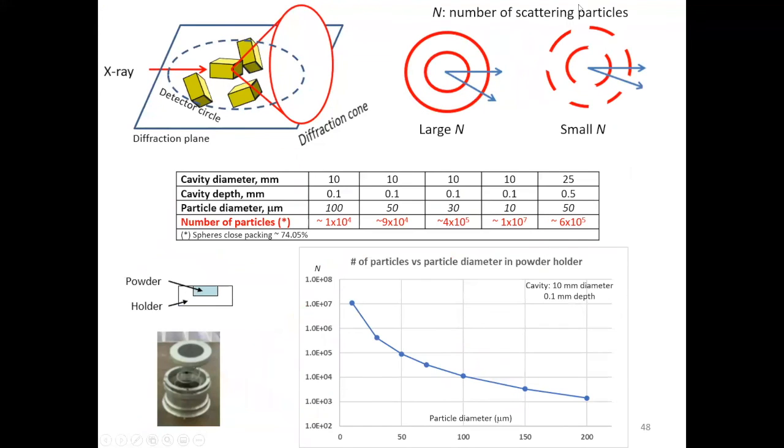Here are typical dimensions of a powder cavity that people use. You can see here that if you have large particles, this is the number of particles you can fit in that. As you grind your sample to a smaller size, and we always recommend you go down to at least 50, 30 microns, for example, you can see that you start having a much larger number of particles. So then it's much easier to interpret the data. So that is very important.